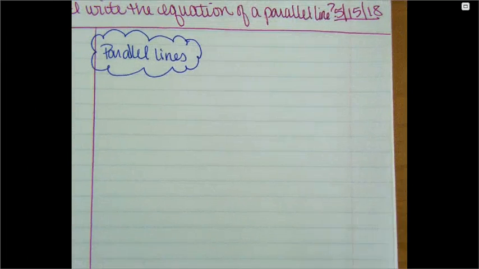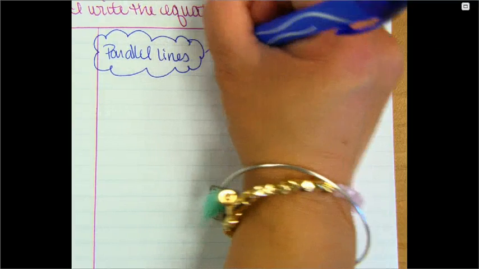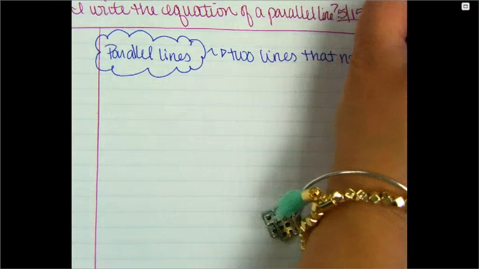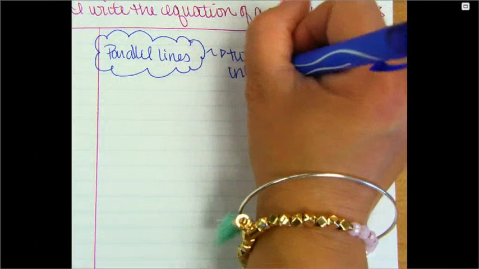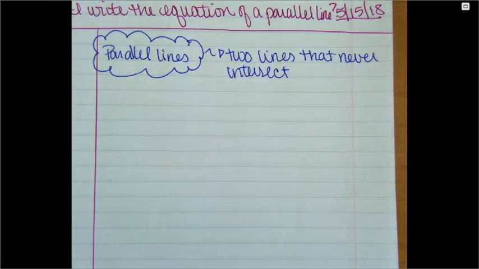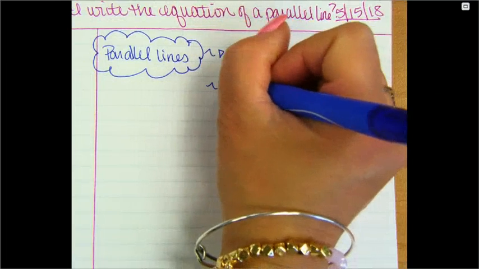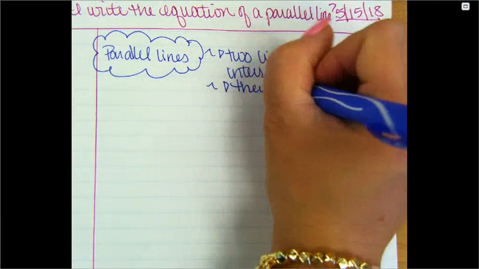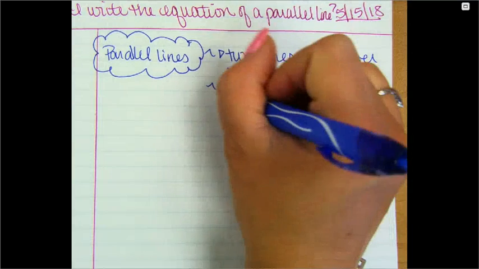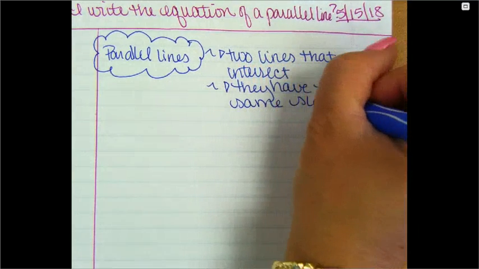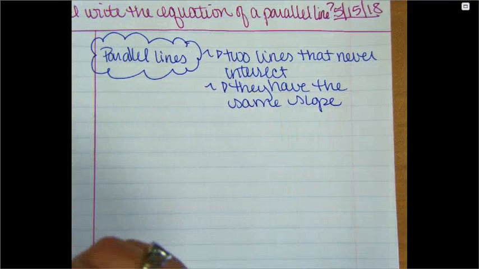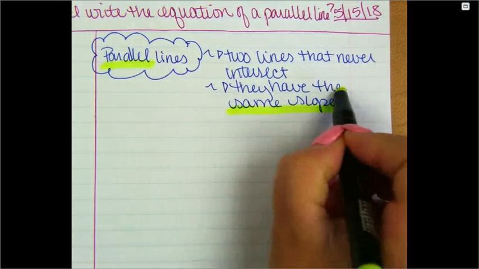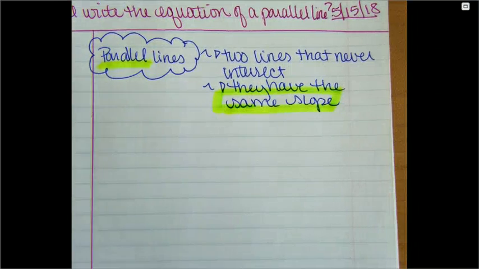All right, parallel lines are two lines that never intersect. The reason they don't intersect is they have the same slope. Are we back on slope? They have the same slope. To be parallel means you have the same slope.